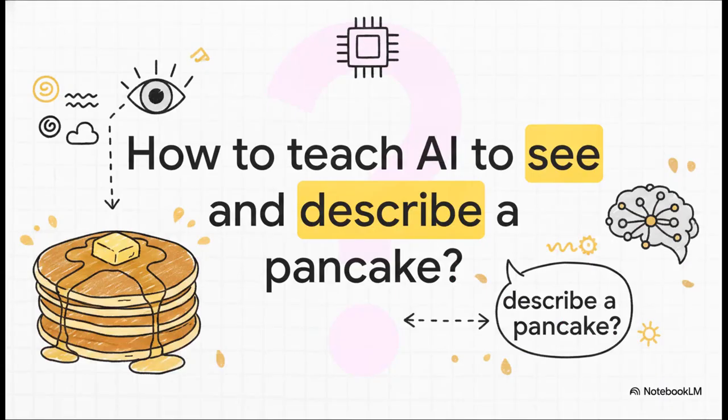To kick things off, I want you to just think about this for a second. How exactly do you teach an AI to look at a picture of a pancake, recognize what it is, and then accurately describe its flavor or its texture using words? Sounds super simple to us, right? Because our human brains just do it instantly. But for a computer, that represents a completely mind-bending challenge of cross-modal understanding. Seriously, bridging that gap between pixels on a screen and actual language is no small feat.